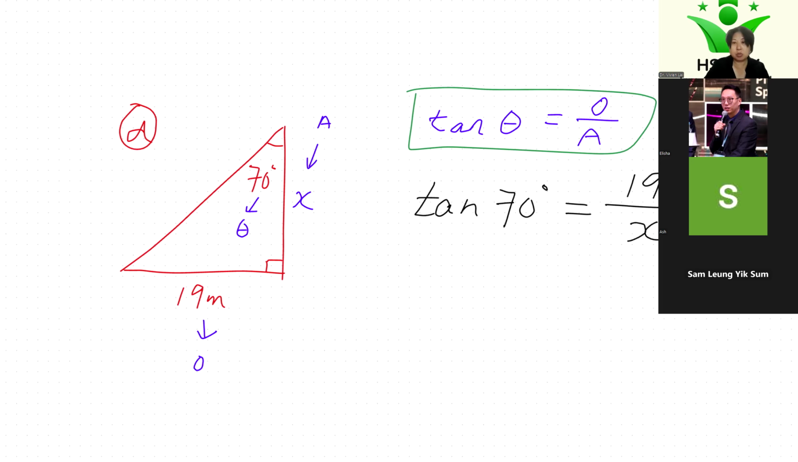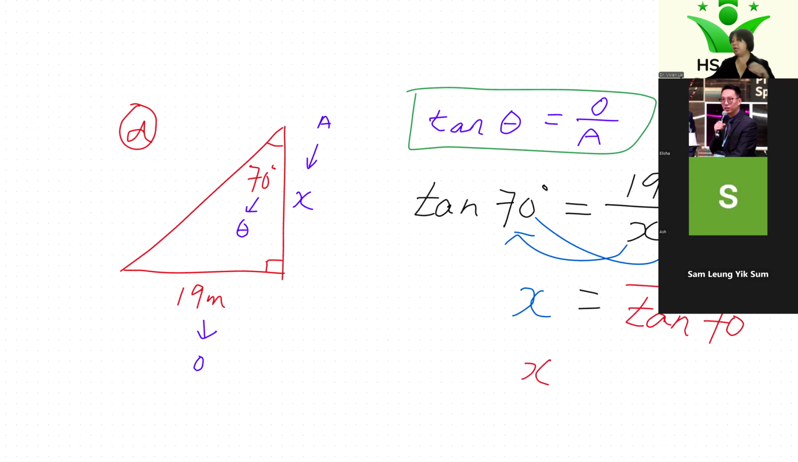What we do is transpose this to here, and at the same time, transpose this to here. Why do we need to transpose the X away? Because we want to isolate X in order to solve it. So 19, and transpose the tangent 70 to that side: 19 divided by tangent 70 degrees. So x would be equal to that. You just solve it with the calculator.